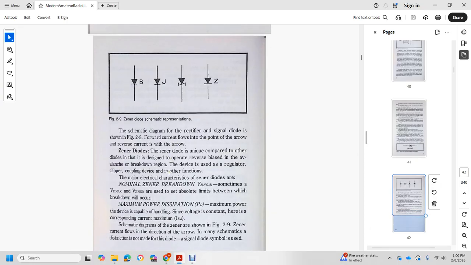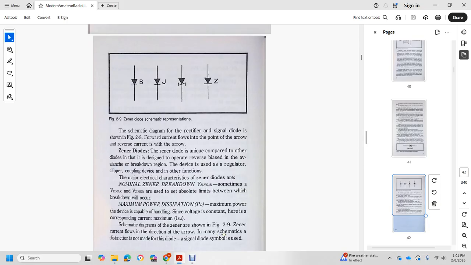Zener diodes are unique compared with other diodes in that they are designed to operate in reverse bias, in the avalanche breakdown region of the device, with regulators, clippers, coupling devices, and other functions. The major electrical characteristics of Zener diodes are nominal Zener breakdown voltage, sometimes Zener max and sometimes Zener minimum, used to set absolute limits between which the breakdown will occur. The maximum power dissipation is what the device is capable of handling, and since the voltage is constant, here is the corresponding maximum current. The schematic diagram for the Zener is shown in figure 2.9. Zener current flows in the direction of the arrow.